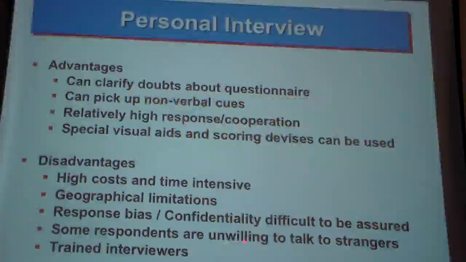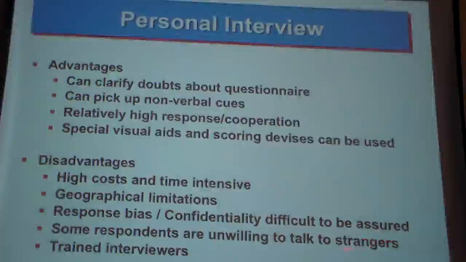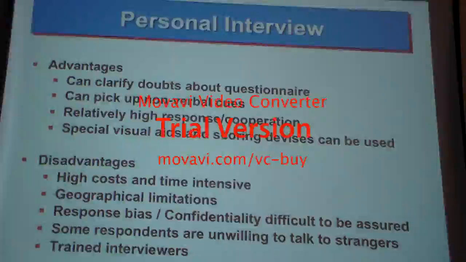Some respondents are unwilling to talk to strangers. This depends on the personality of the person. Maybe he's someone who doesn't like to talk to strangers.